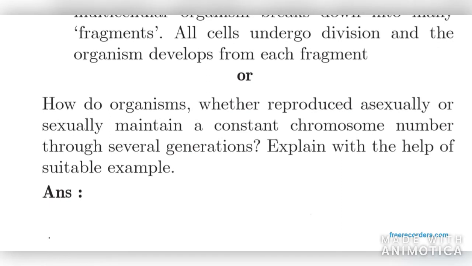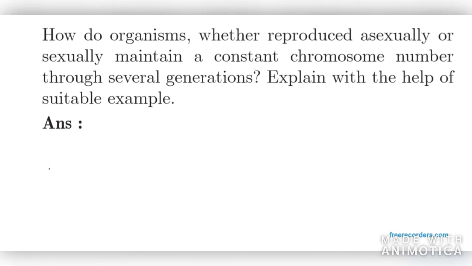Moving on to the next, it says: how do organisms, whether they reproduce asexually or sexually, maintain a constant chromosome number through several generations? Explain with the help of a suitable example. So here in asexual reproduction, only mitotic divisions are involved, thus the chromosome number remains the same. Chromosome numbers actually remain constant here. Why? Because we have mitotic division here.